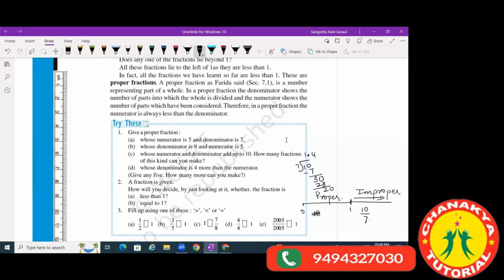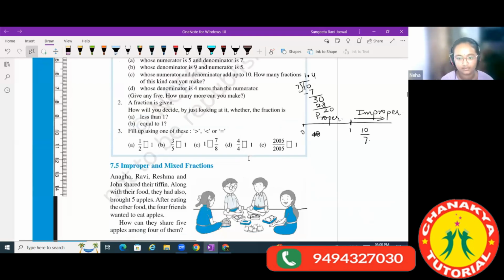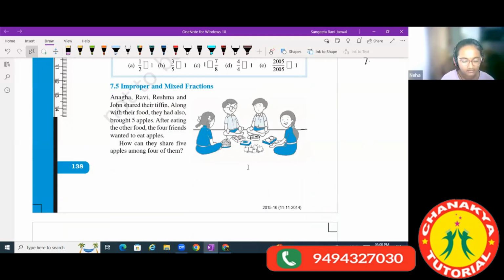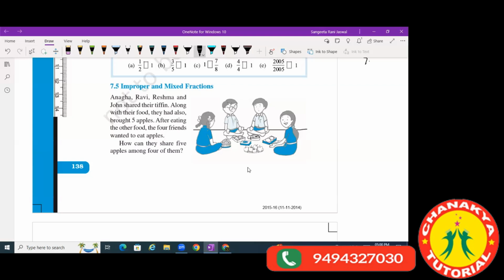So you understood now what are proper fractions and improper fractions? Yes, ma'am. Okay, now the third type of fraction is mixed fraction. Please write down mixed fraction. An improper fraction is also given as a mixed fraction.